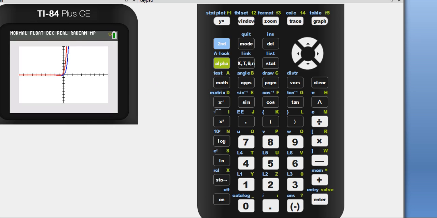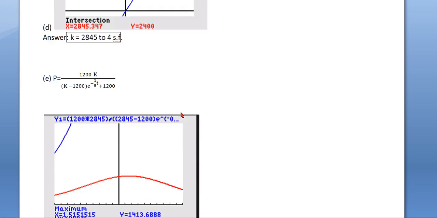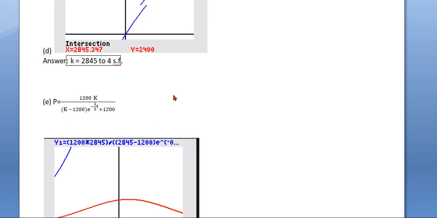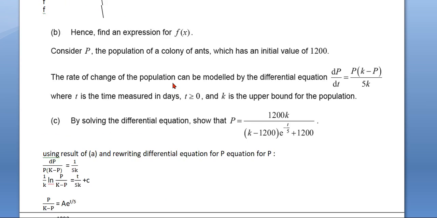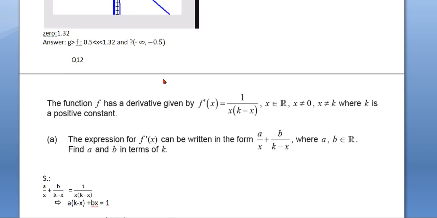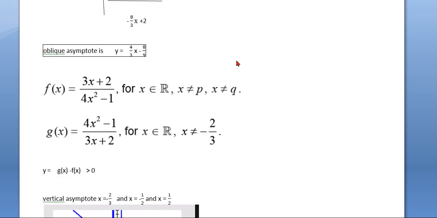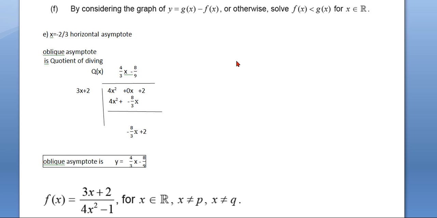So I think this is the last question. To tell the truth, this paper is so confusing, so confusing. I have no words to say.